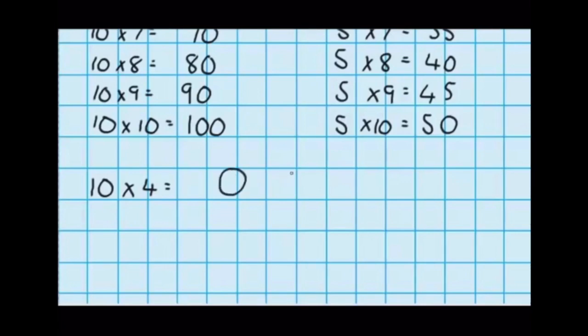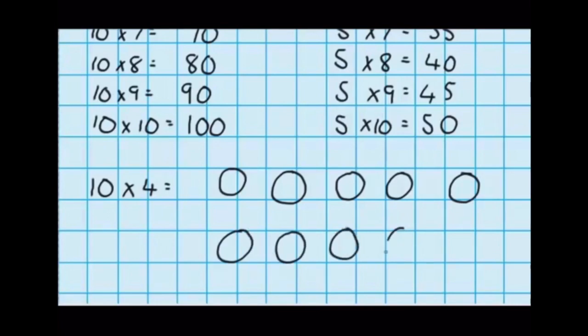1, 2, 3, 4, 5, 6, 7, 8, 9, and 10. And inside those groups I need my 4 counters. And if you added all of those up or used your multiplication, you'd know that 10 times 4 is 40.